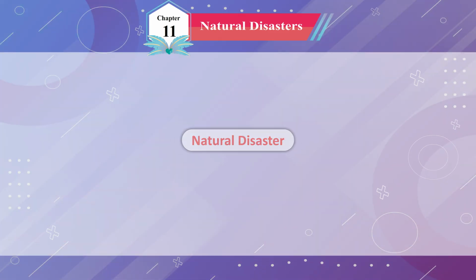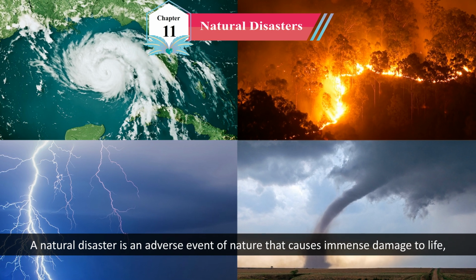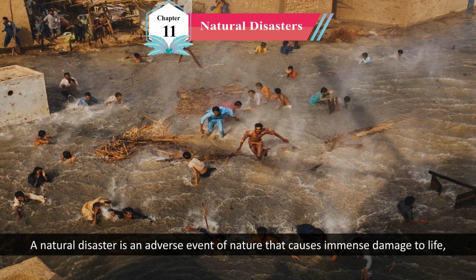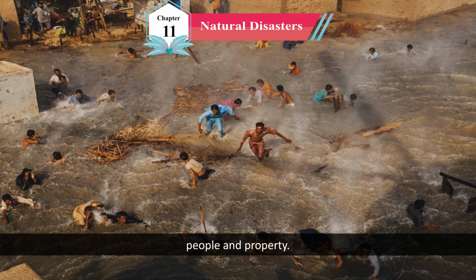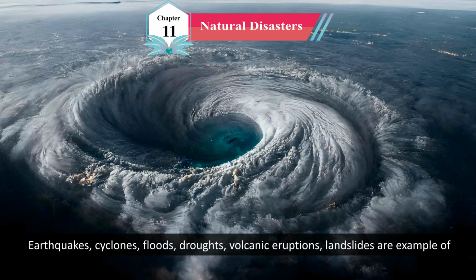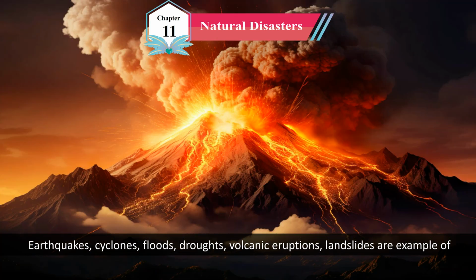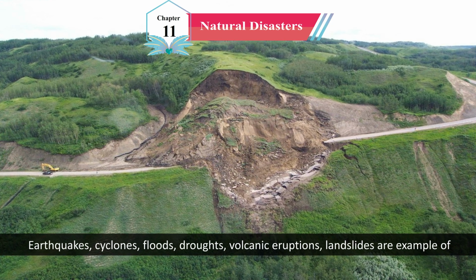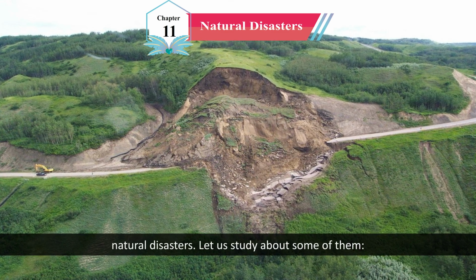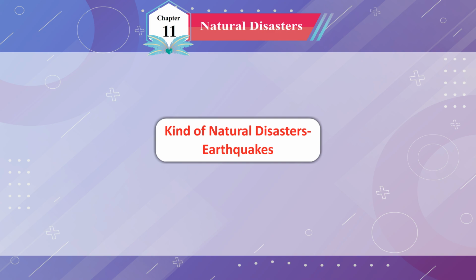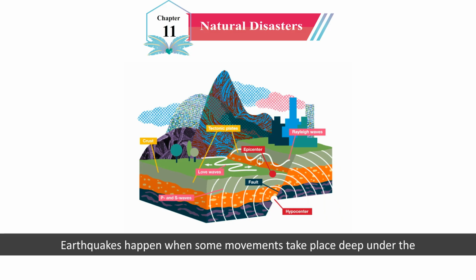Natural disaster. A natural disaster is an adverse event of nature that causes immense damage to life, people, and property. Earthquakes, cyclones, floods, droughts, volcanic eruptions, landslides are examples of natural disasters. Let us study about some of them. Kinds of natural disasters. Earthquakes.